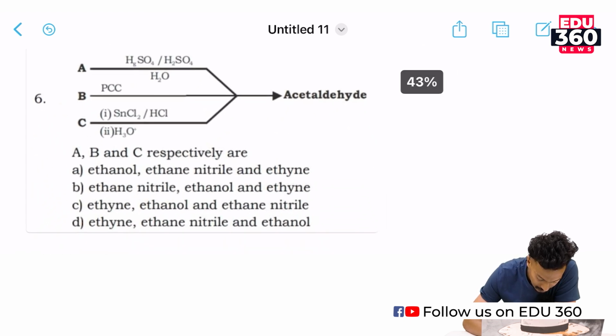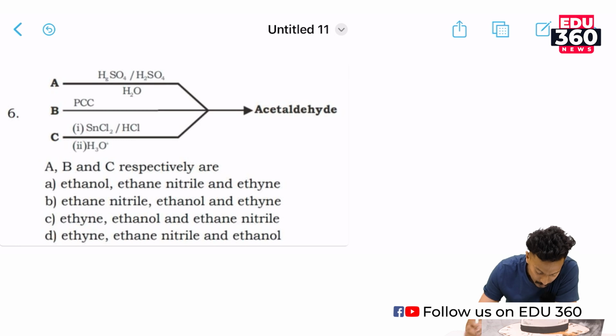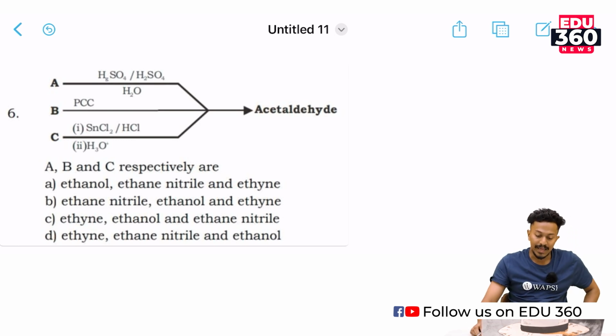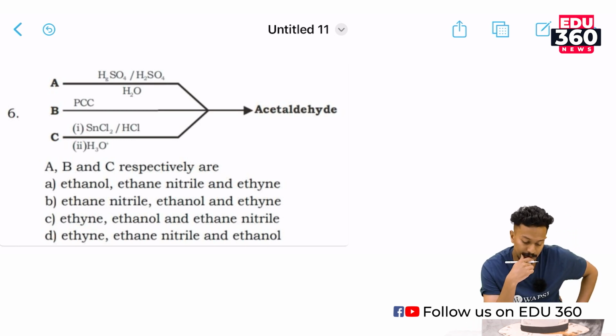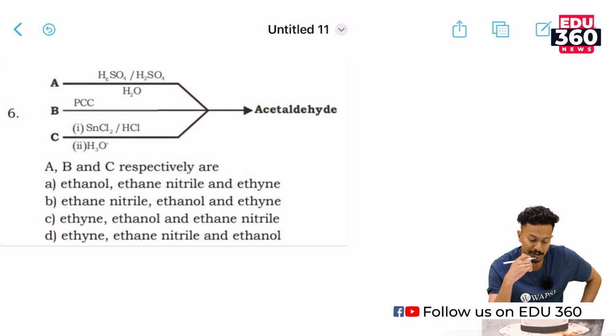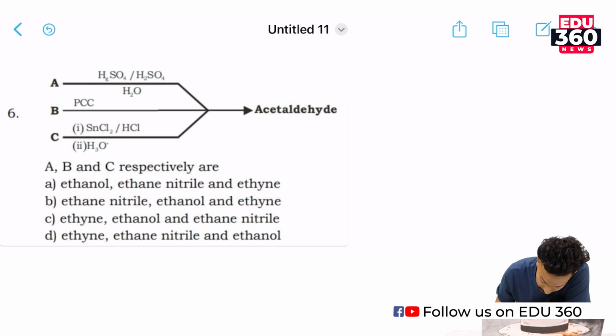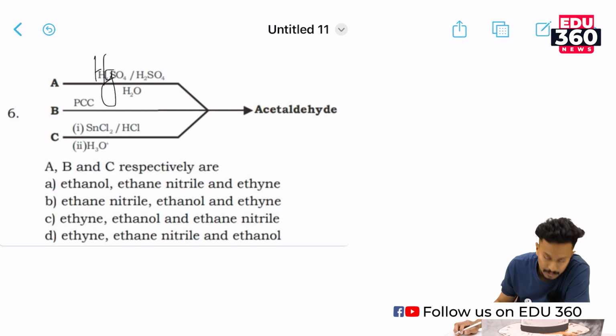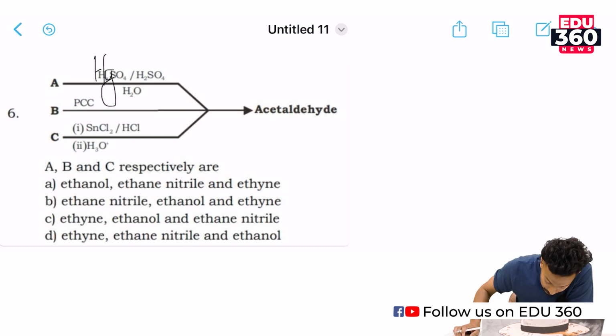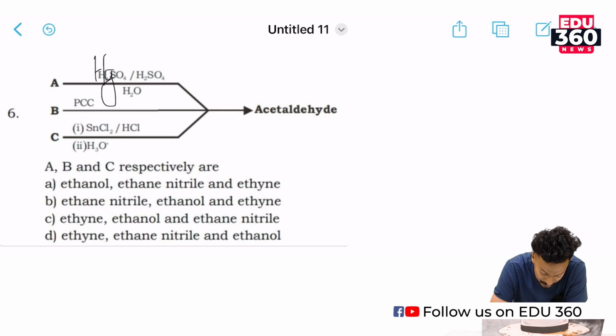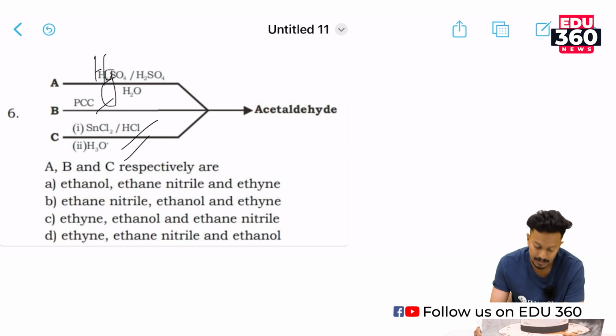Yes, this is an organic-based question. A, B and C are treated with different reagents here. Actually, this is HgSO4, which you can't see clearly from this. This is mercuric sulfate, Hg with oxidation number 2, HgSO4 and H2SO4. And pyridinium chlorochromate, and SnCl2 with HCl.